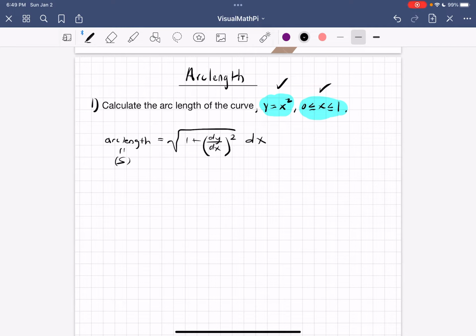A couple things I want to mention beforehand: y is equal to x squared is just the curve that we're given, and 0 to 1 right here is just the bounds that we're given. Essentially the question is asking: calculate the arc length of the curve y is equal to x squared between the interval of 0 to 1.